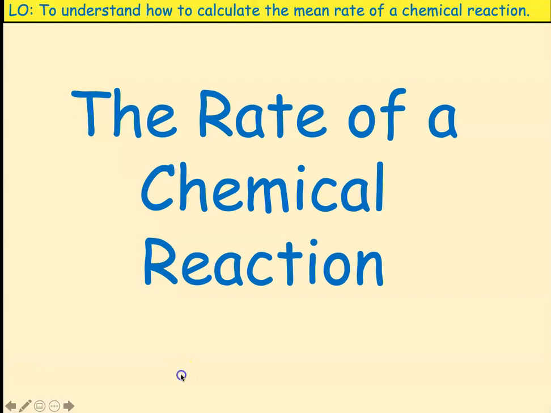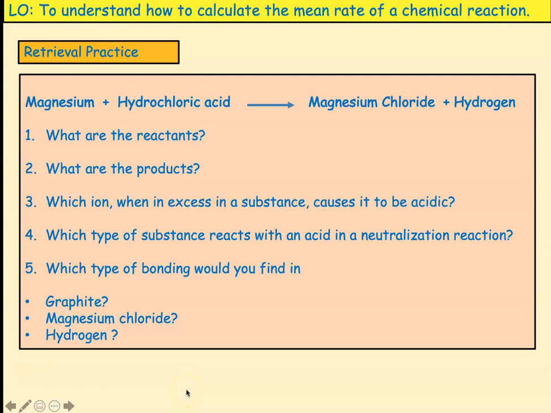We're going to start our lesson the way that we always do, which is with a retrieval practice. So I've got an equation here. Magnesium plus hydrochloric acid will react to give magnesium chloride plus hydrogen. I want to know what the reactants are, what the products are. And just some questions from your work in year 10.